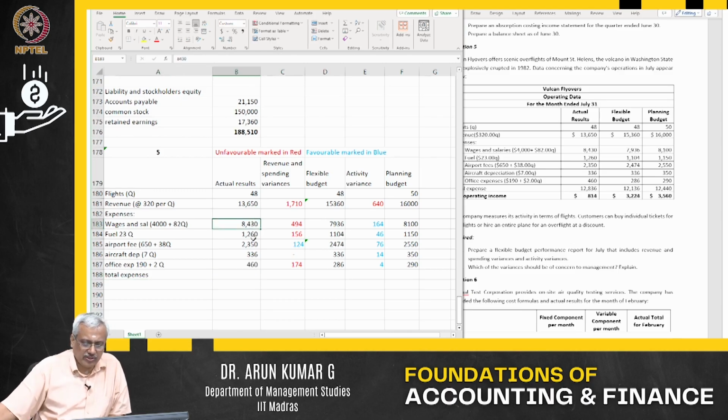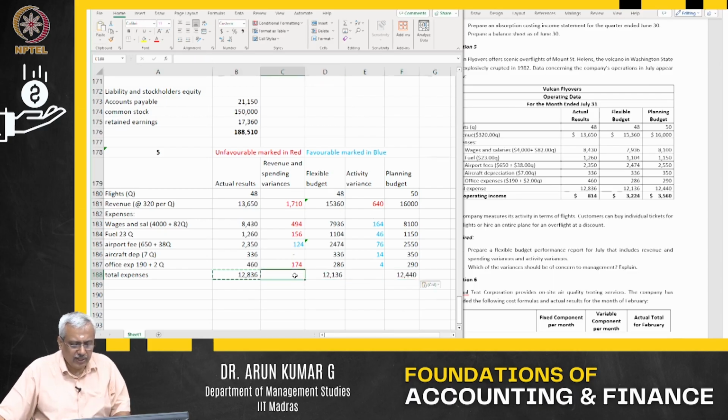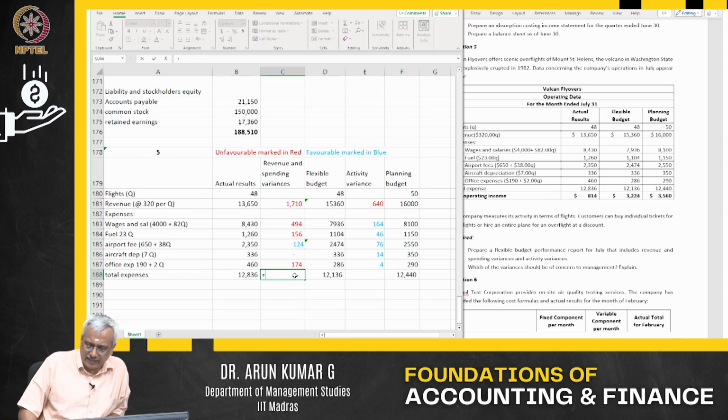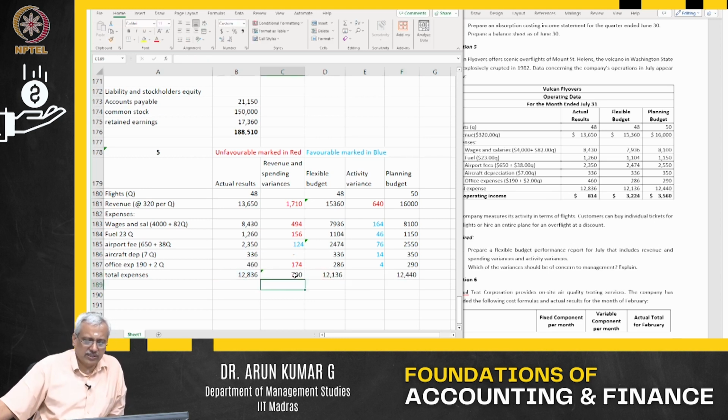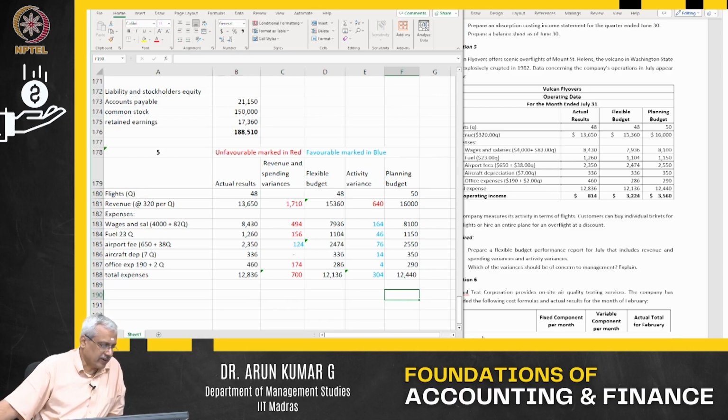Total expenses, I'm just going to sum this up, and I've got my sum in this particular case. I'm just going to copy it in these two cells. Let us look at overall, what is the kind of variance I have? Overall, I don't have a very positive variance here. I have an unfavorable variance here, whereas here I seem to have a favorable variance of about 304 because the activity has reduced.